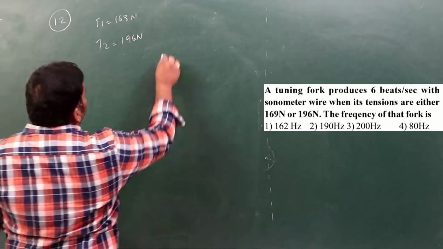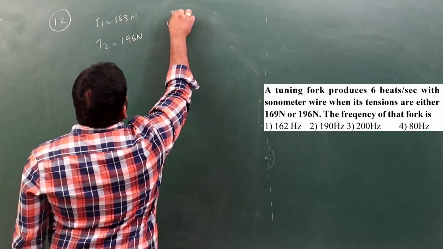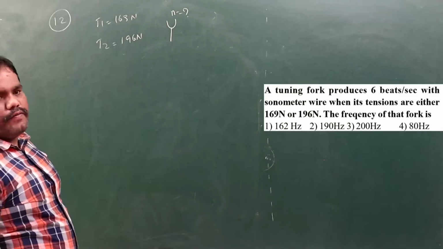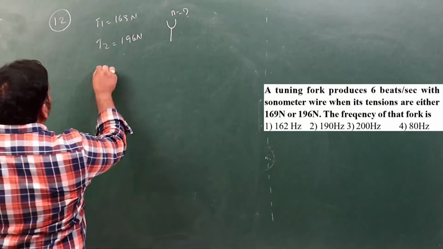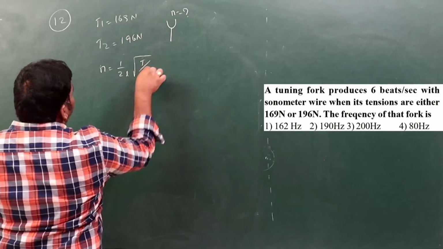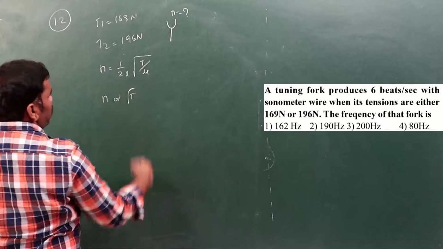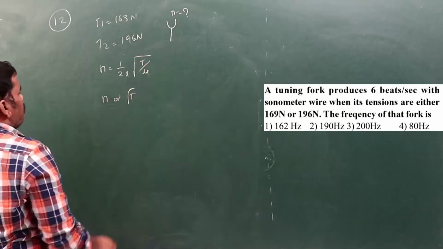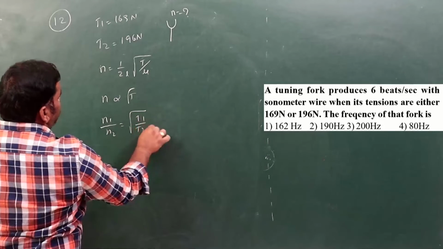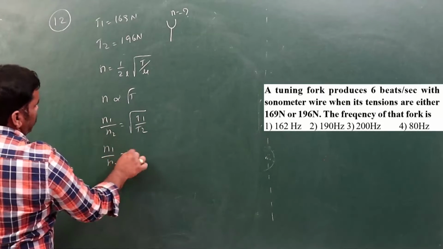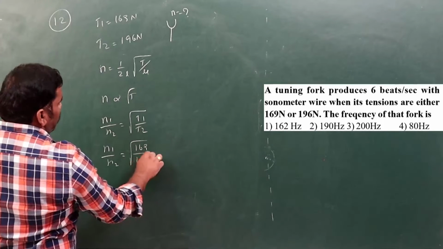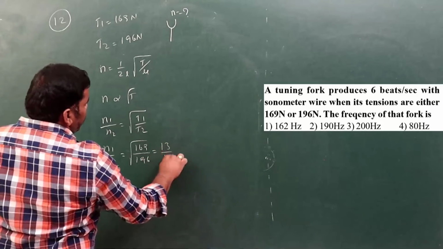Okay, so we know that according to the fundamental law of a stretched string, n is equal to 1 by 2L into under root of T by mu. So n is directly proportional to root T, as L and mu are constant. So n1 by n2 is equal to under root of T1 by T2, which is under root of 169 by 196. That is equal to 13 by 14.